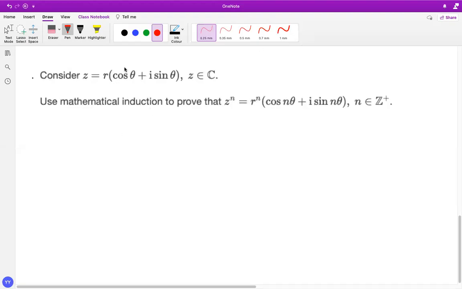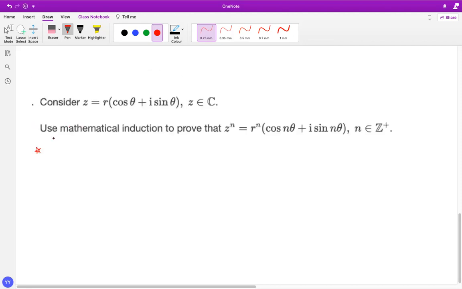So when you're doing the induction, mathematical induction, the general steps that you've got to do: the first step is your verification. So the first step is you verify. Now, if I take this example, prove that if z is r cos theta plus i sine theta, prove that z to the power n is r to the power n cos n theta plus i sine n theta. So this is what I have to prove.